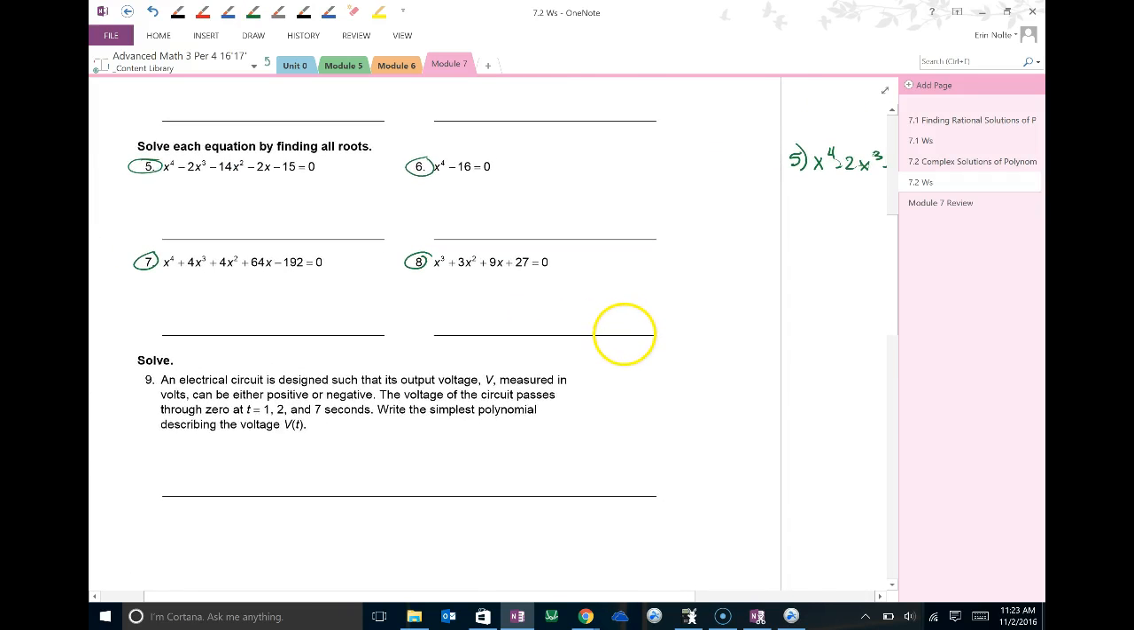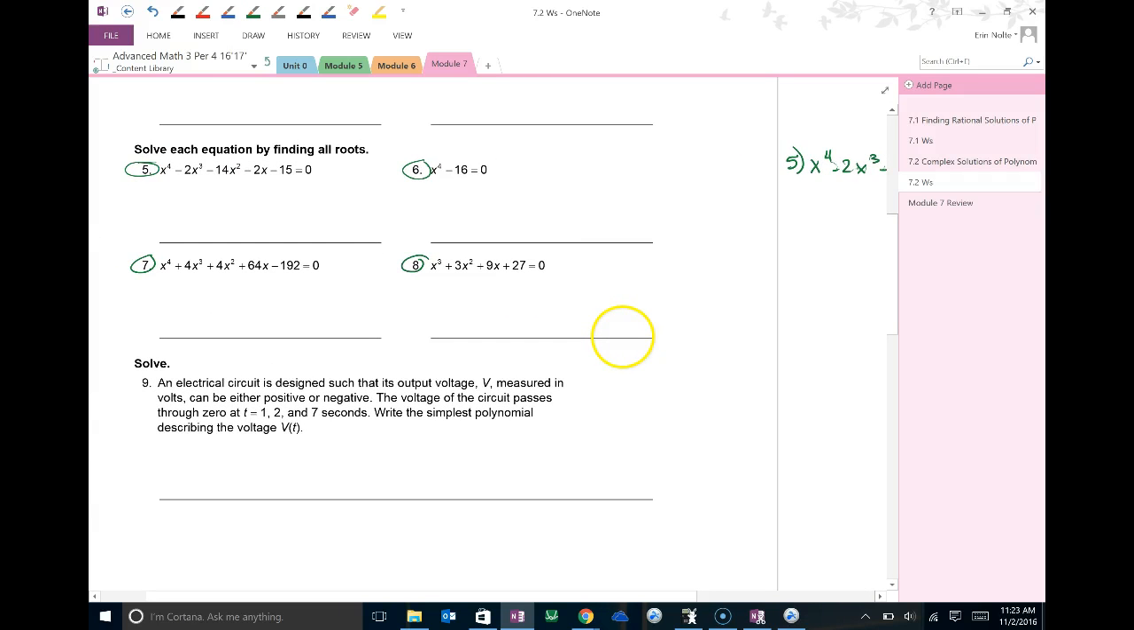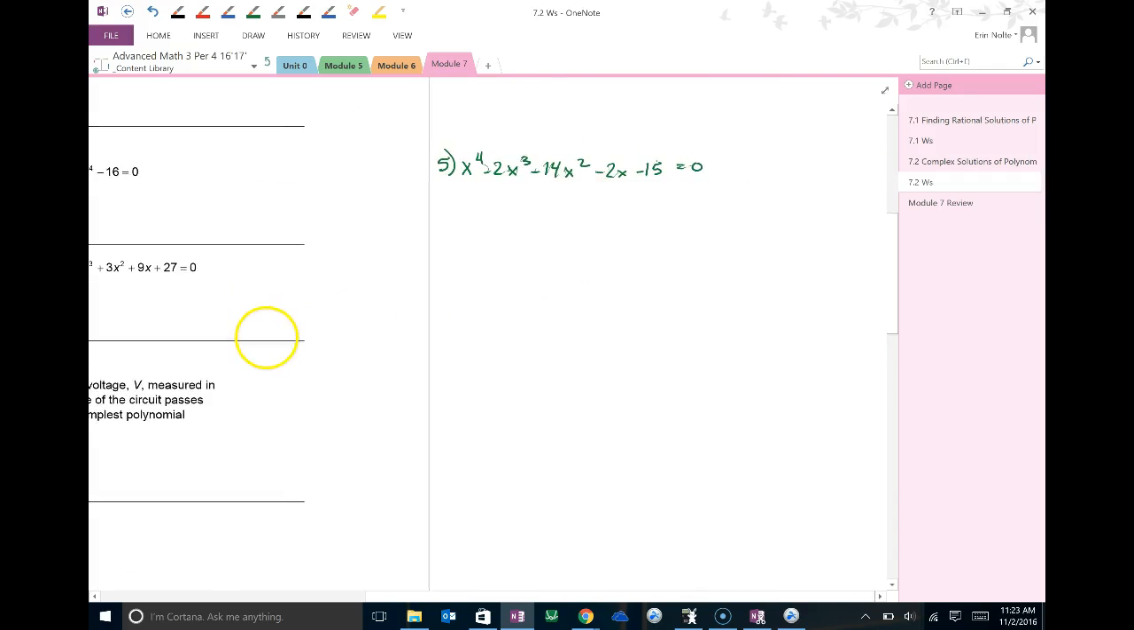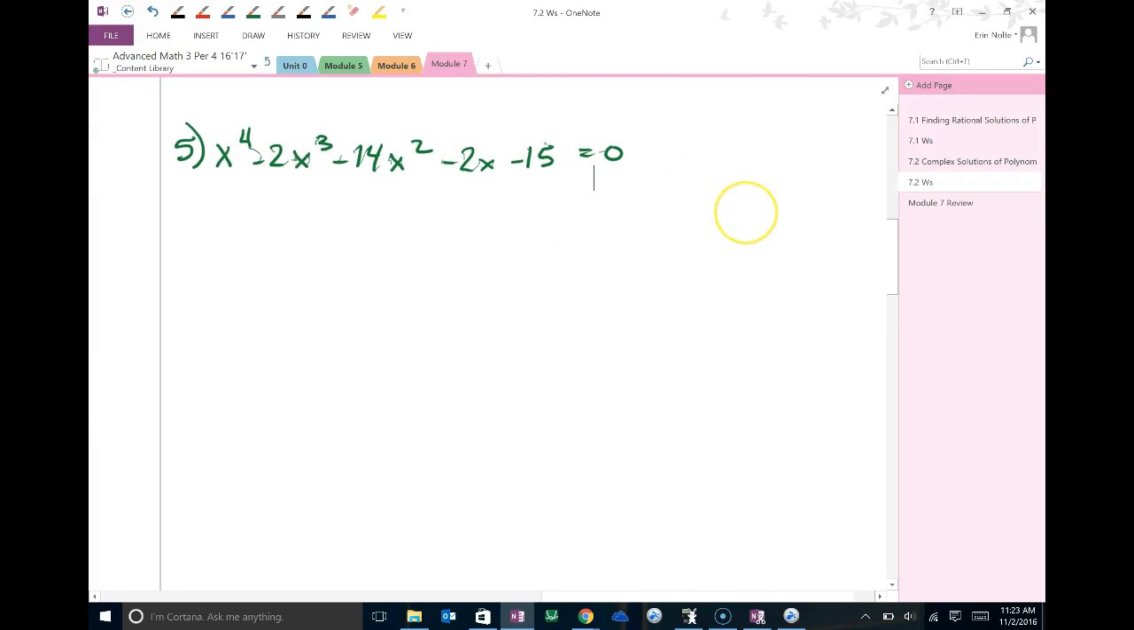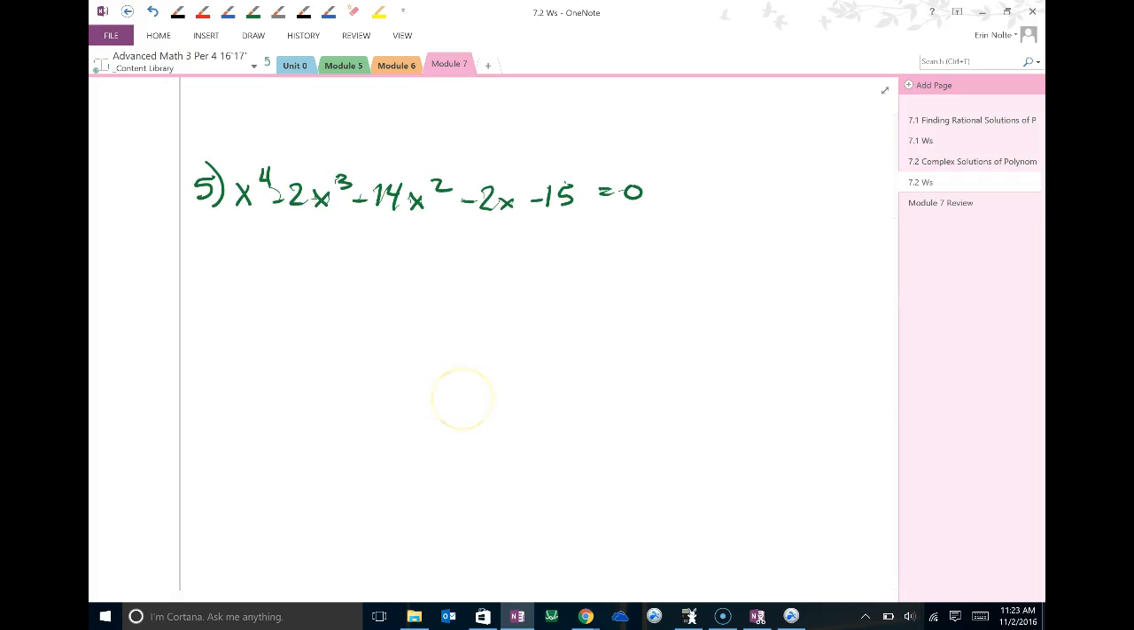Okay, so we are solving. Notice the directions say to solve, and we're going to find all of the roots. Now when I look at number 5, how many roots is this going to have? How many solutions am I finding? 4. Do you see where I get 4 from? So that means I'm going to find 4 solutions.